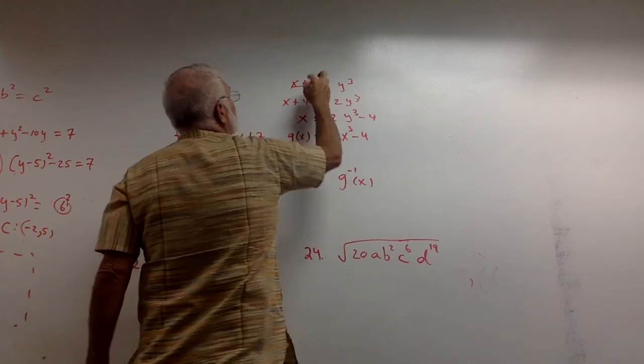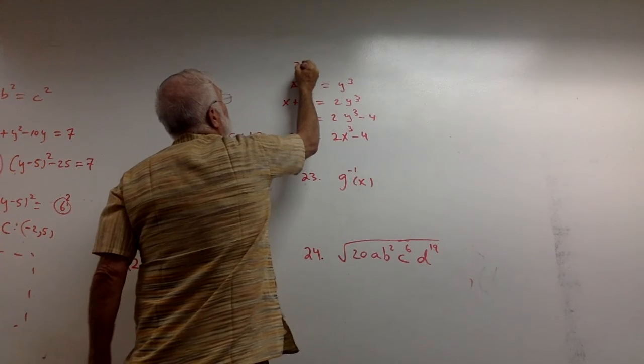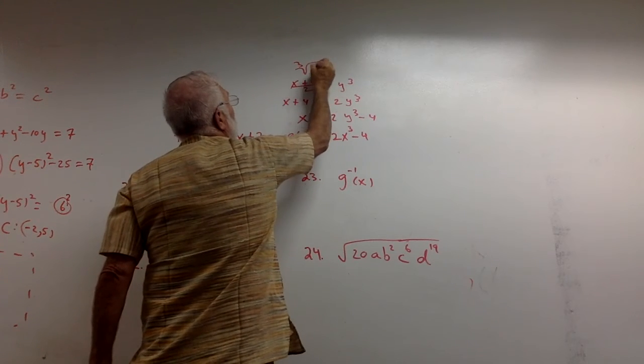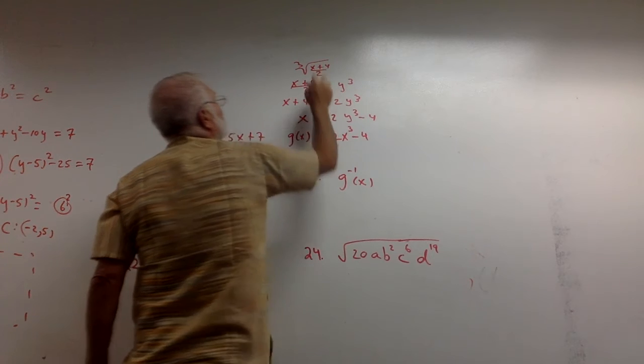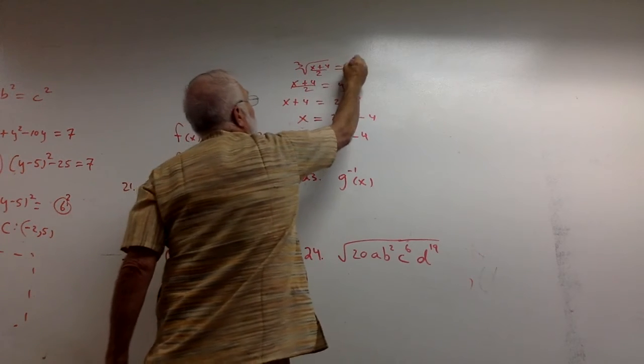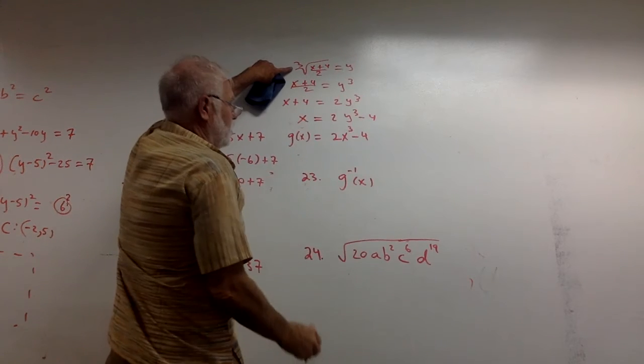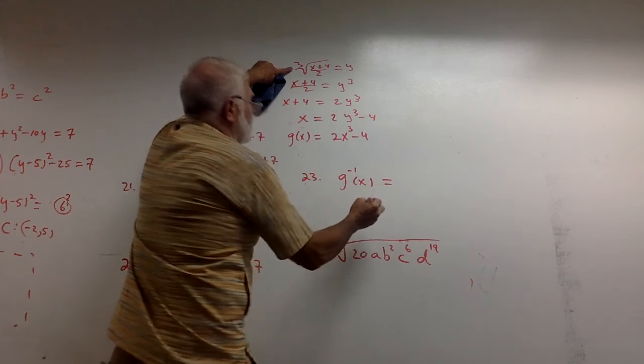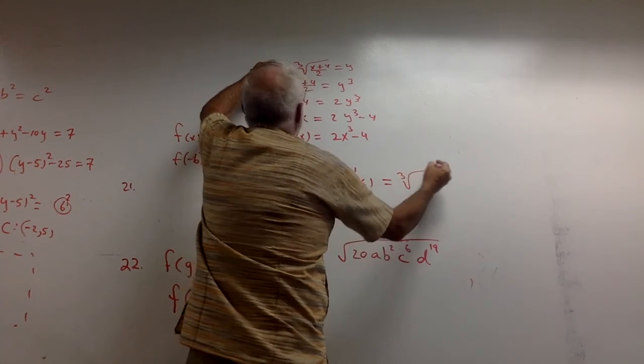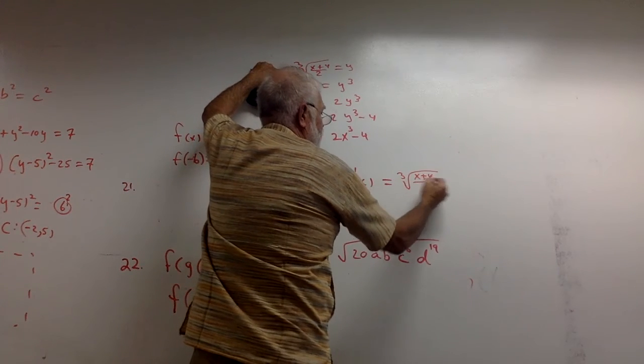So I'm going to take the cube root of everything on the left side, and that's my new function. So my inverse function is the cube root of x plus 4 over 2.